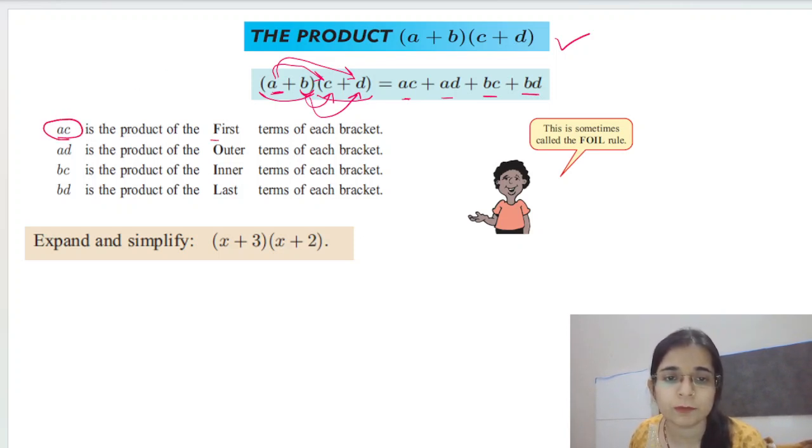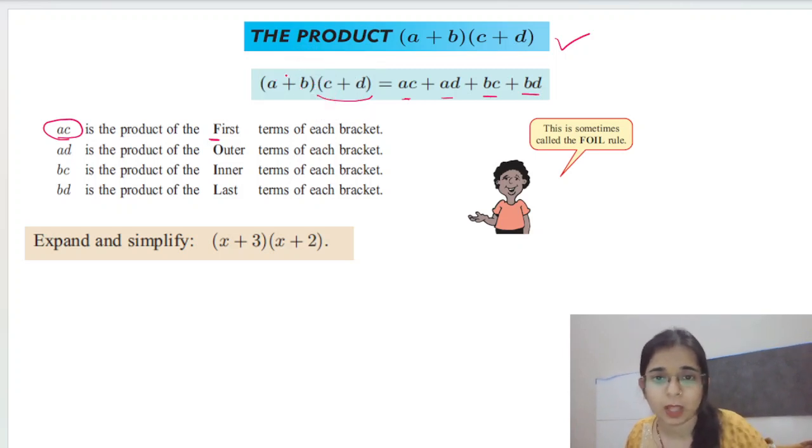See, ac is basically the first term of each bracket. A is the first term of the first bracket, c is the first term of the second bracket, right? Now you can see ad is the outer term of each bracket. Outer, a is the outer term, d is the outer term, right? Then we have bc, which is the inner term of each bracket. Inner term, right? Now bd, which is the last term of both brackets, b and d.